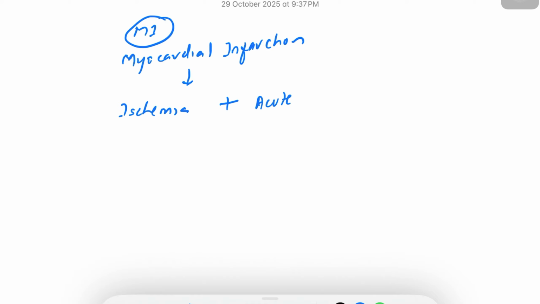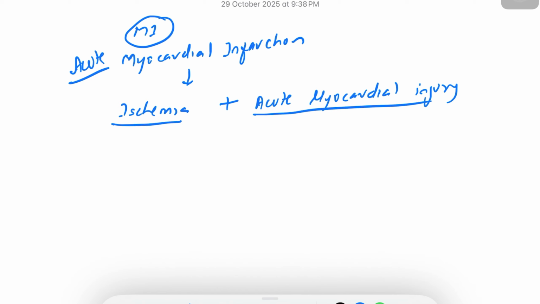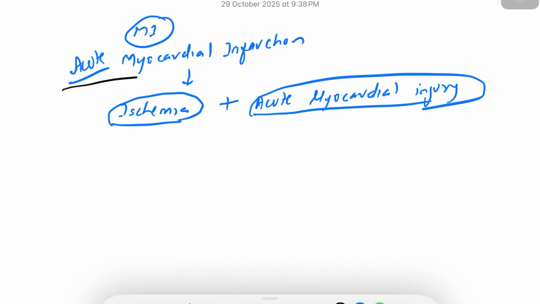What is myocardial infarction? Myocardial infarction is in fact a combination of myocardial ischemia plus acute myocardial injury, okay? So, what is ischemia, and what is acute myocardial injury? There should be both ischemia and acute myocardial injury to call it acute myocardial infarction.